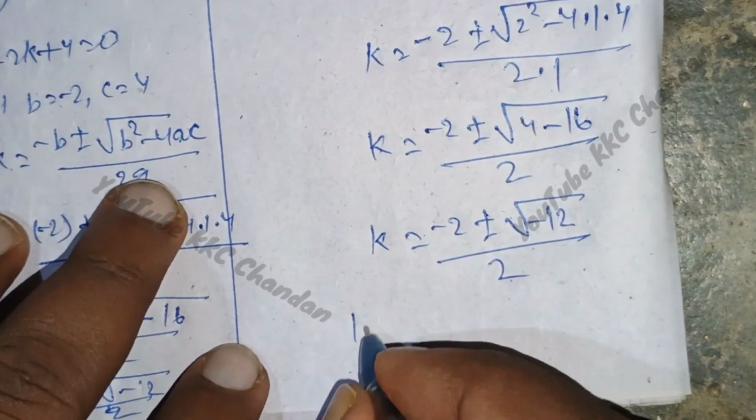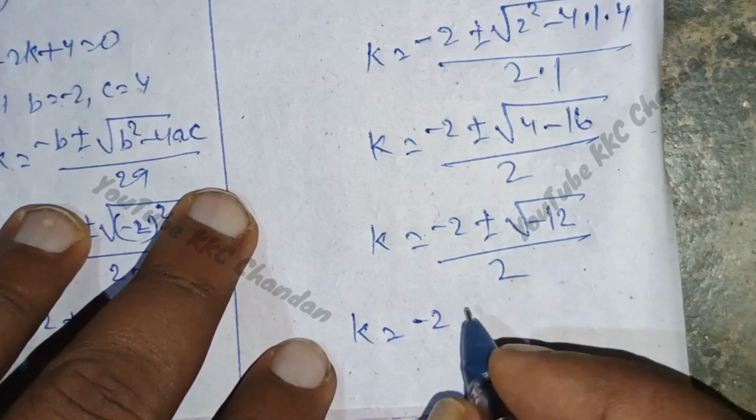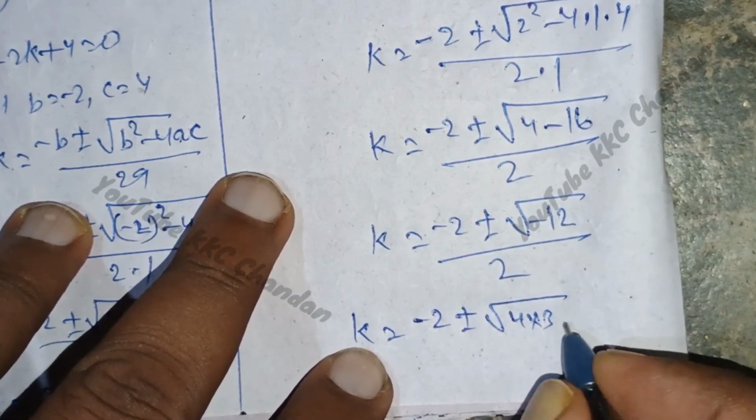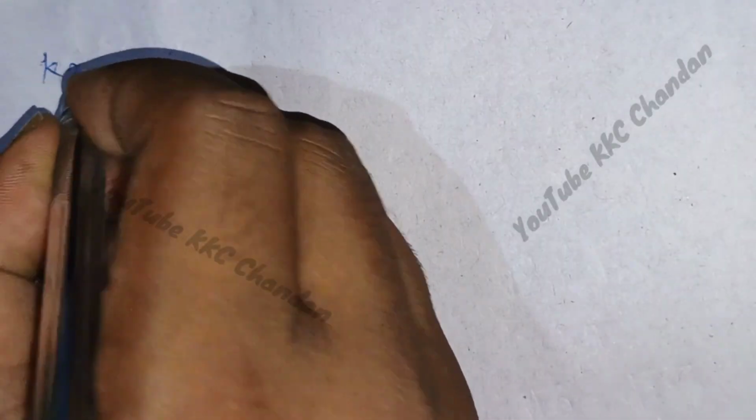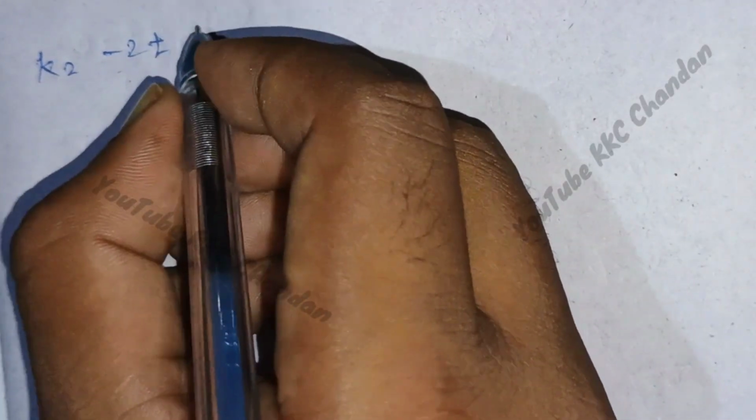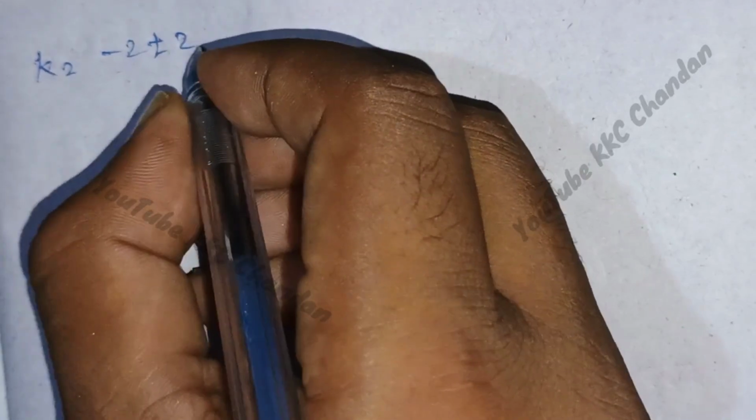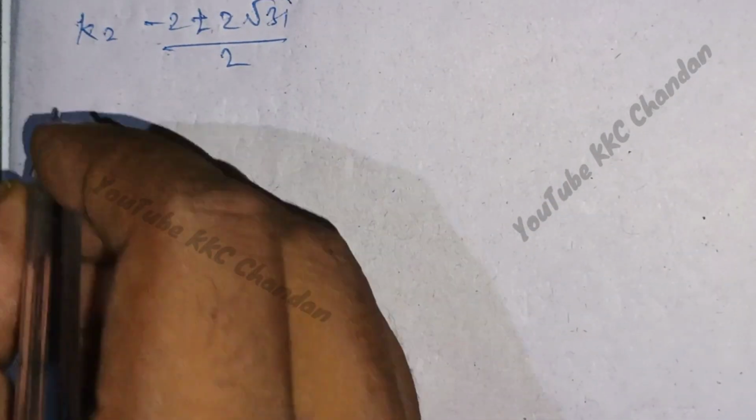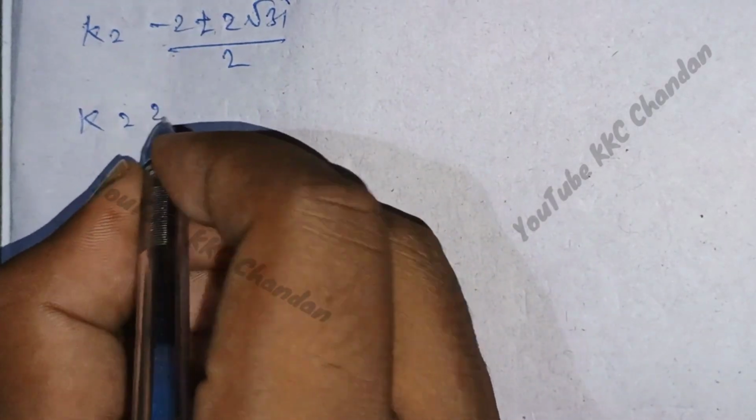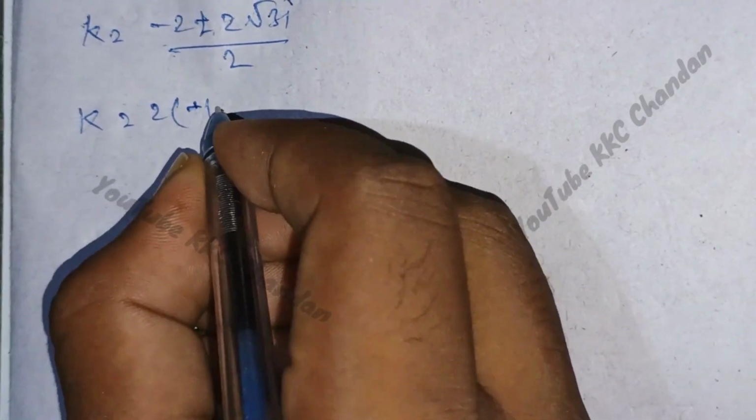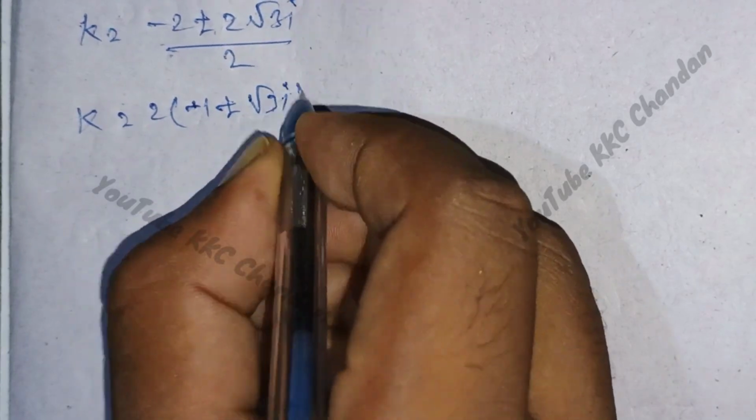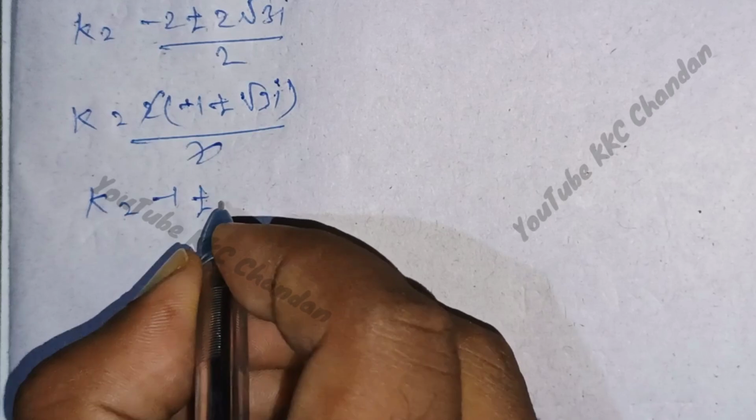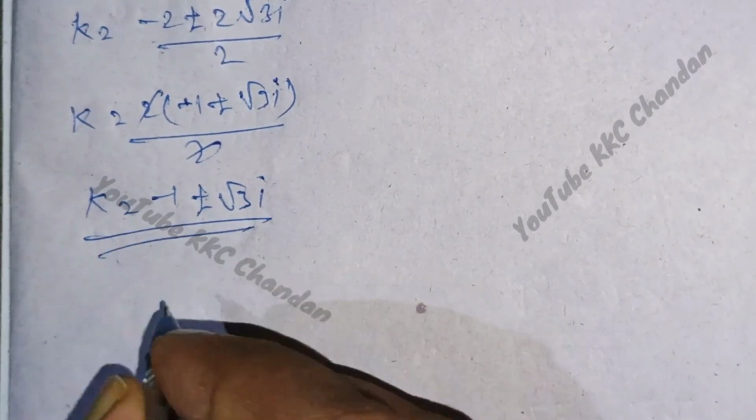After the next step, k is equal to how much? Minus 2 plus minus root under 12, which means 4 into 3 into minus 1, divided by 2, is equal to minus 2 plus minus 2 root 3 i, divided by 2. After the next step, take common 2: minus 1 plus minus root 3 i, divided by 2, the 2 cancels. k is equal to minus 1 plus minus root 3 i. This is the complex solution.